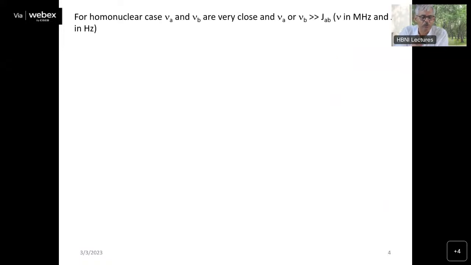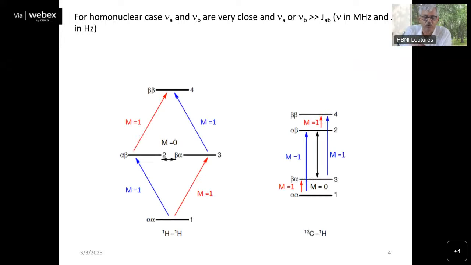Okay, for the homonuclear case, nu A and nu B are very close because both of them are protons. Homonuclear means we are considering protons here, so they have very close frequencies. But whether you consider nu A or nu B, they are much greater than the coupling constant, because nu is in megahertz. The resonance frequency of the nucleus is in megahertz, whereas J is in hertz. The same thing I have shown you in a diagram.